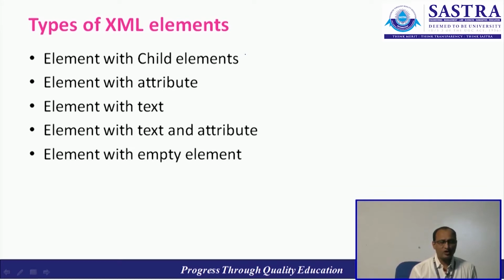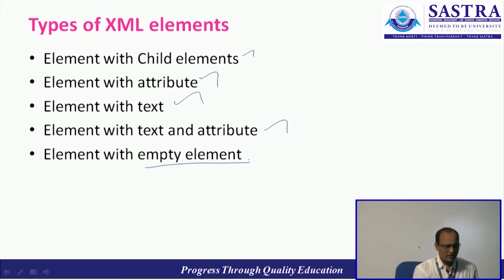The various types of XML elements can be: element with child elements, element with attribute, element with text, element with text as well as attribute, and also an empty element. These are the various types of XML elements that we learned already.